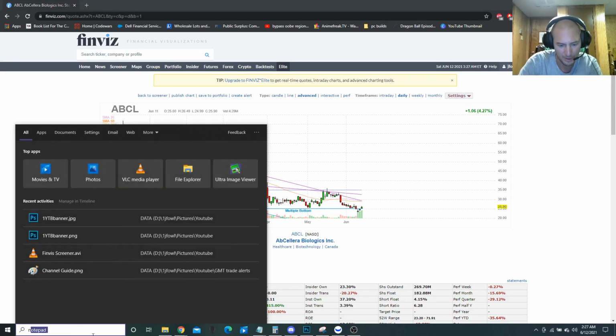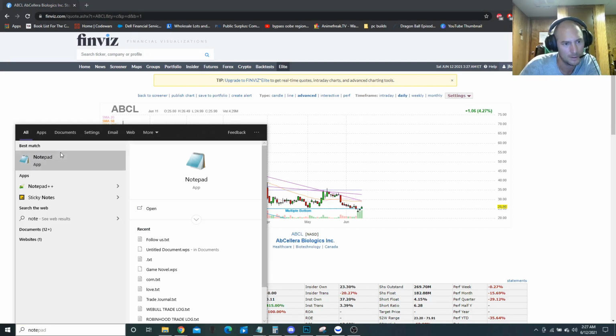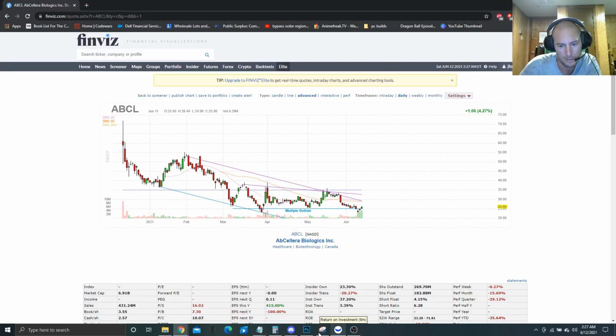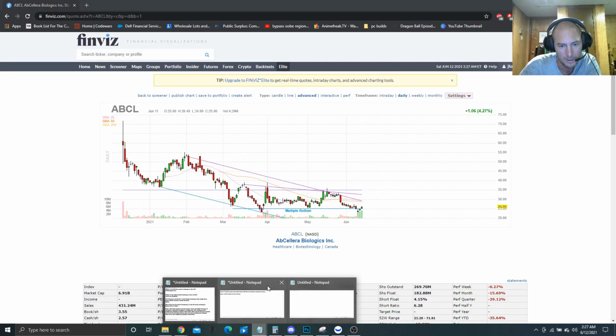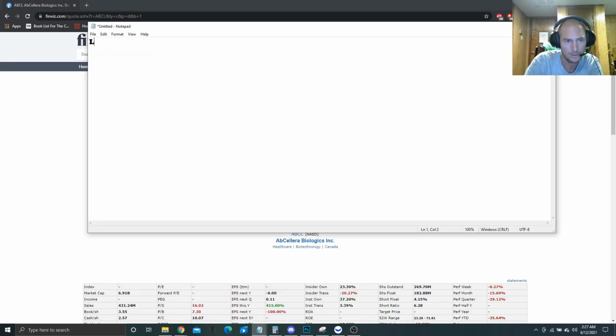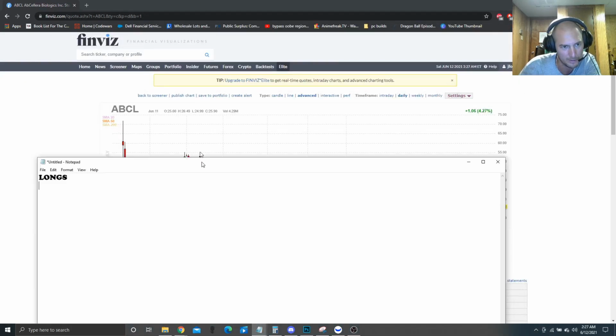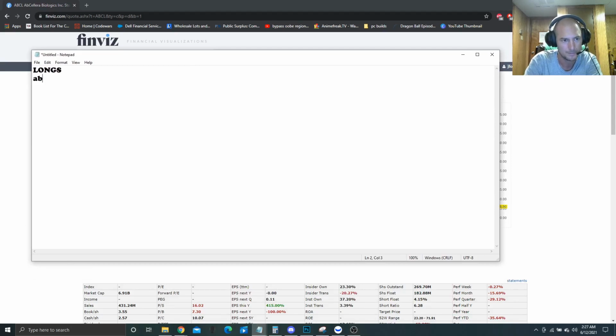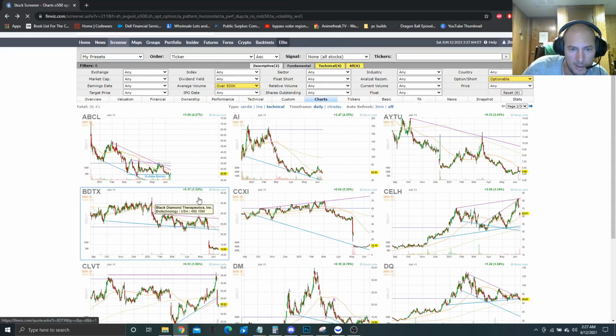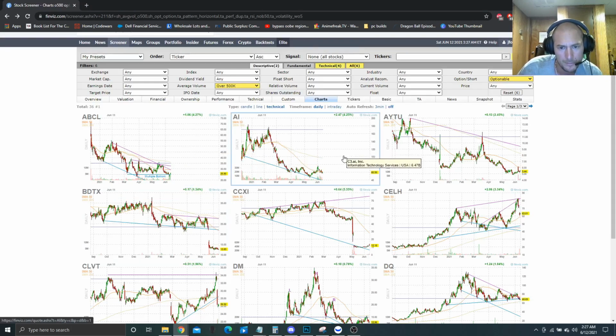So I'm going to open a notepad here, and I'm going to type in longs, and I'm just going to type in this ticker name so I can go look at it in my actual charting software, ABCL. Right? So now we'll just go back and we'll look through the rest of these pages.